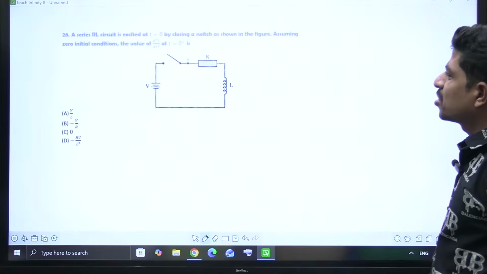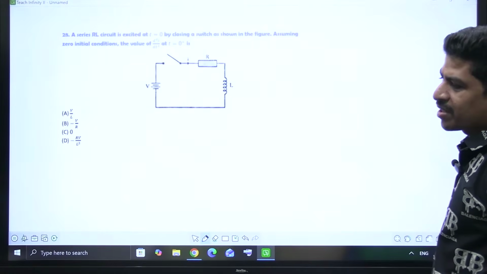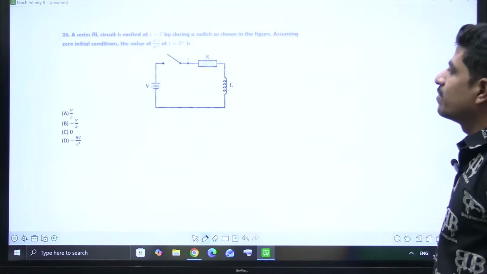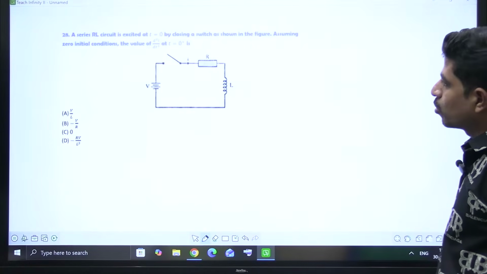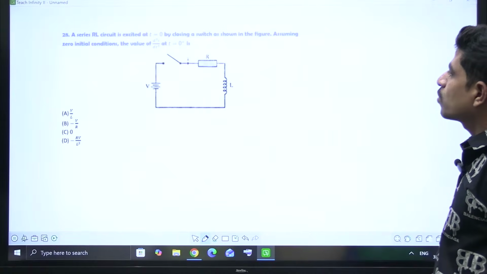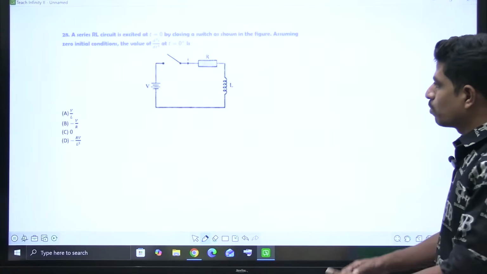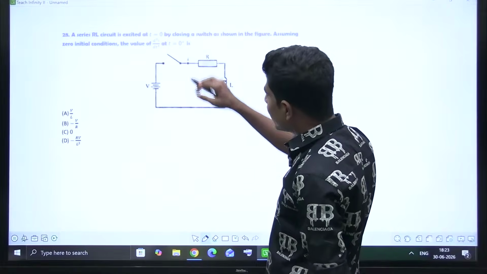This is also a very easy question. I'm reading the statement for you as it is not clearly visible. A series RL circuit is excited at t is equal to 0 by closing the switch as shown in the figure. Assuming 0 initial condition, the value of d square I by dt square at t is equal to 0 plus will be. He's asking for d square I by dt square.